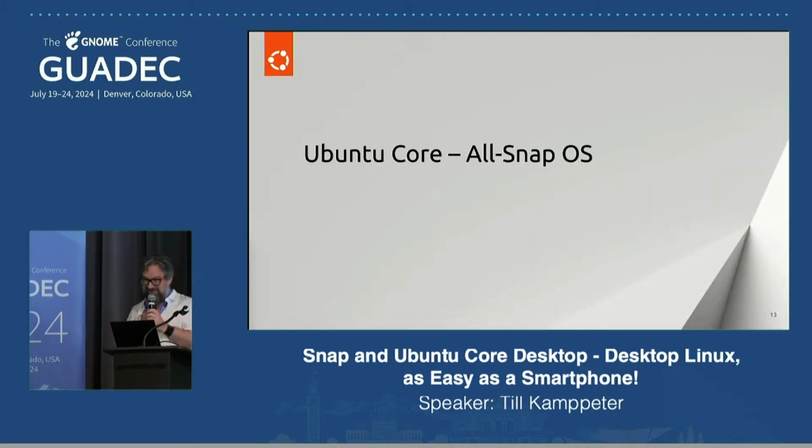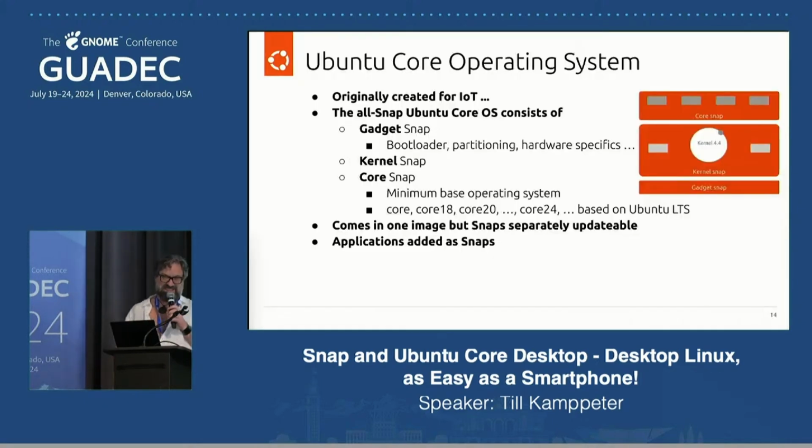So now we have learned about snaps. Now I will tell about an all-snap operating system. And the simplest case of an all-snap operating system is Ubuntu Core. And this Ubuntu Core was the reason why we have Snap, because Canonical worked 10 years ago on an operating system for IoT. And there they wanted to have the immutable operating system with atomic updates. And so they have created Ubuntu Core. And Ubuntu Core is completely consisting of snaps.